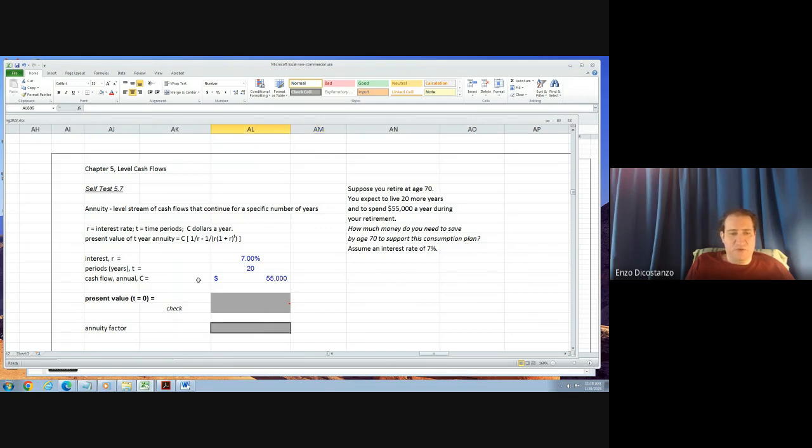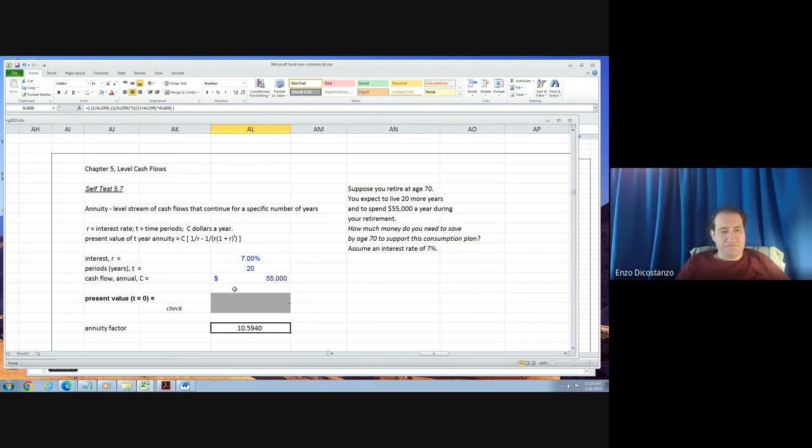So, yeah, we can work on the factor equal parenthesis 1 divided by 7% minus 1 divided by 7% again times 1 divided by 1 plus 7% to the years, all that. So to spend $1 for 20 years at a 7% interest rate environment, you need about $10.60. That's what the annuity factor tells you. And then you multiply it by your payment.